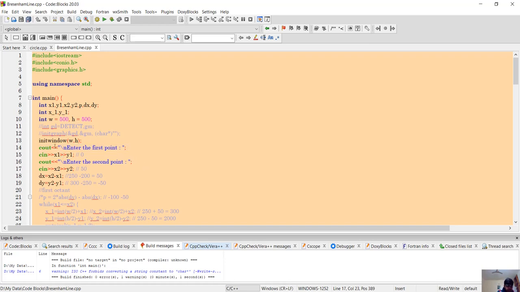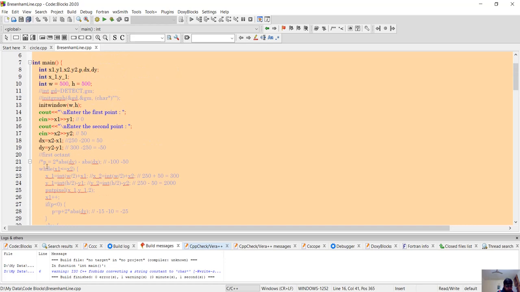What this does here is that if we press execute or F9, it will ask for the first point and our second point. So we are taking the input from the user. Now what I have done is commented out the first code.